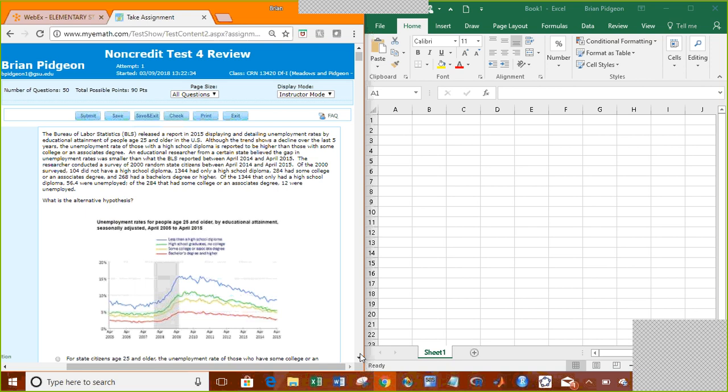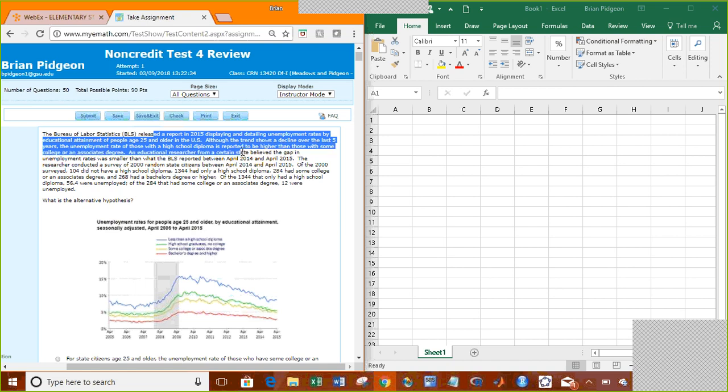I'm not going to read this whole paragraph. This is number 1. The BLS reported, or at least a report in 2015, displaying and detailing unemployment rates by educational attainment for people aged 18 or older. Although the trend shows a decline over the last 5 years, the unemployment rate of those with a high school diploma is reported to be higher than those with some college or an associate's degree. And educational researchers from a certain state believe the gap in unemployment is smaller. So this is really all you need in this problem to create your hypothesis.